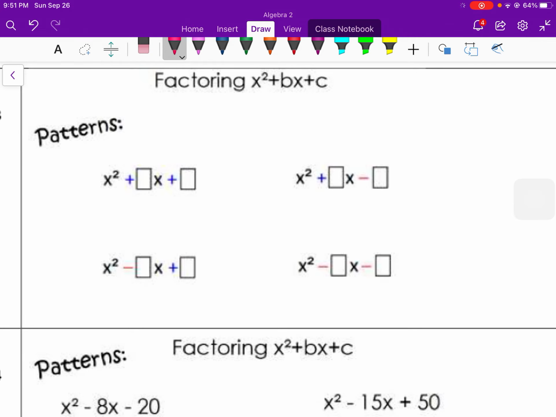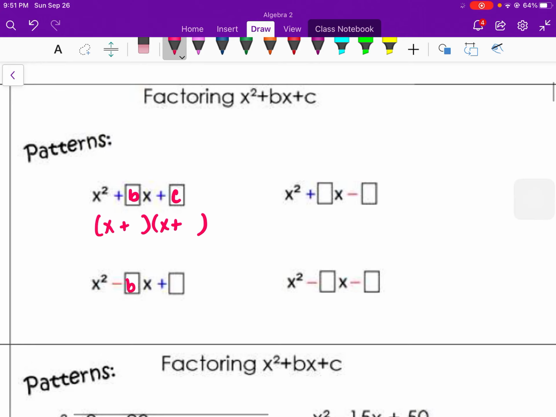If you have this is B and this is C. If your C is positive on the end and it adds up to a positive in the middle, that means that both your factors were positive, plus and plus. It multiplies to a positive number in the end and it adds up to a positive number in the inside.